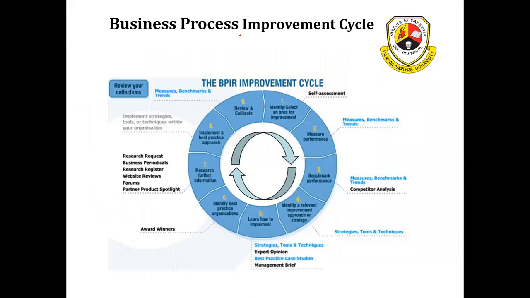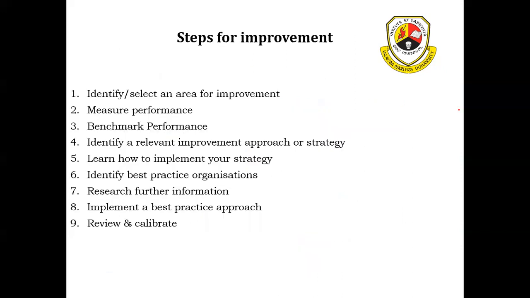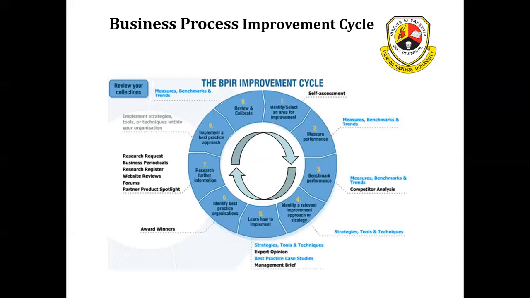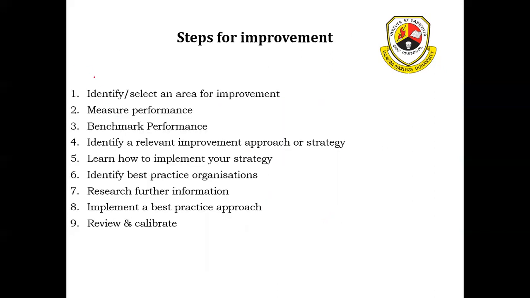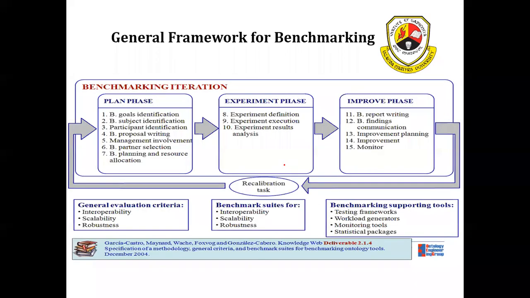So here we have business process improvement cycle. So it's simply, all of this we're doing, we're simply repeating what we've discussed before, where we identify our problem area, measure performance, benchmark process, identify the relevant improvements, and so on and so forth. There's nothing new about it. You can go through it in your own time. So again, the cycle repeats exactly what we have been repeating over and over again. So I won't go through this.